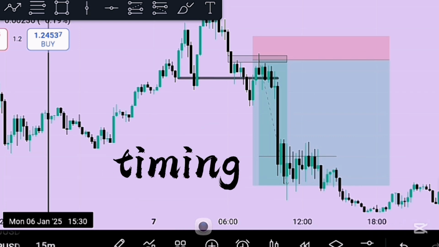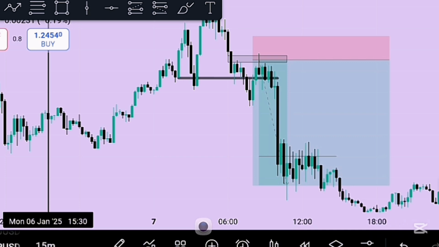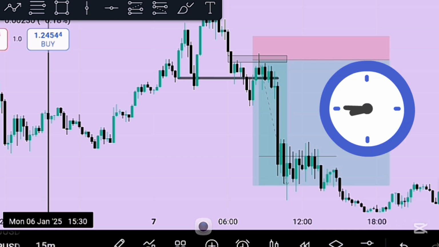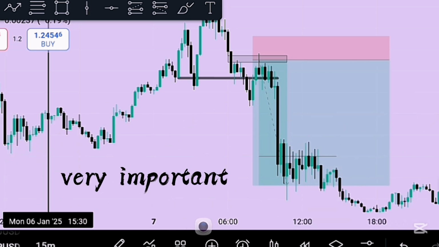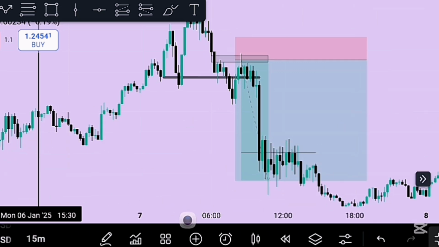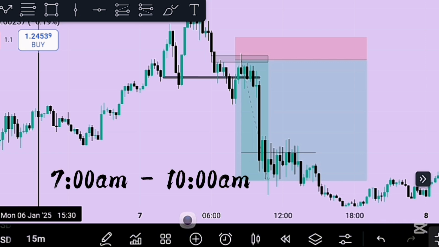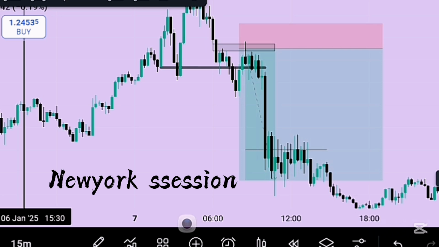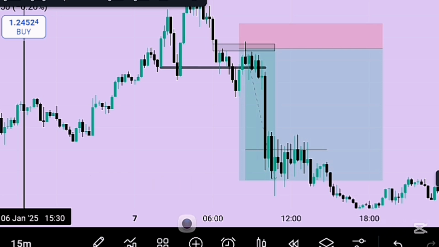This is part of the important point I said I was going to mention earlier. Guys, timing is very important. What did I say? Very important. When you want to enter your market and you want to use this particular entry method, you have to use it alongside your time. The time for you to enter your trade for this entry strategy is, you have to look for your entry from 7 o'clock a.m. to 10 o'clock a.m. New York session. Always, guys, do not play with this time.